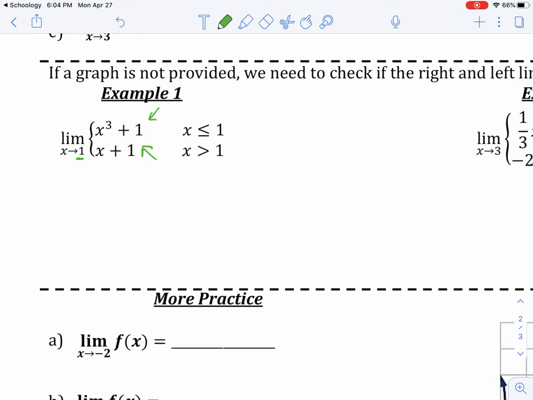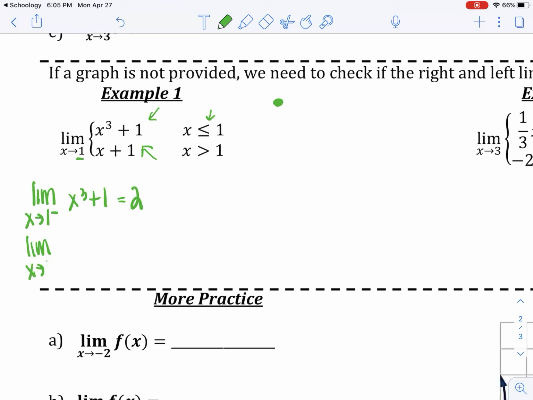Okay, so we're going to find the left-hand limit first. So we're going to say the limit as x approaches 1 from the left of x cubed plus 1. We're going to plug in 1. So if I plug in 1, 1 cubed is 1, plus 1 is 2. So basically, you have a point at (1, 2), and it's closed because of this, okay?